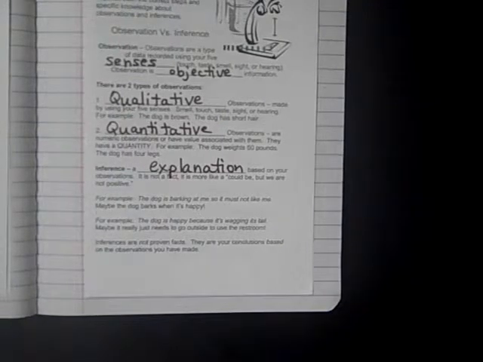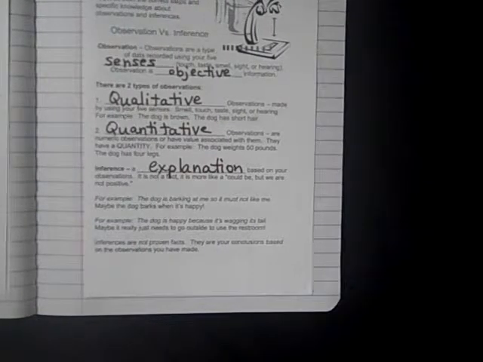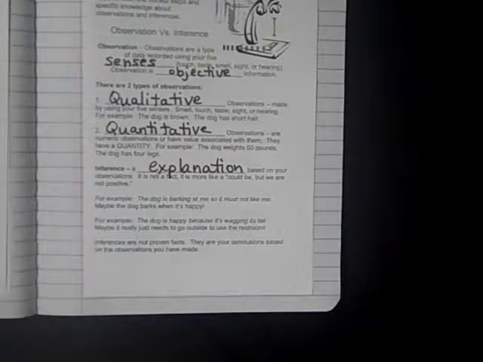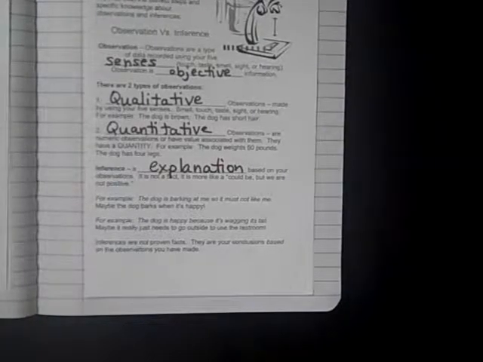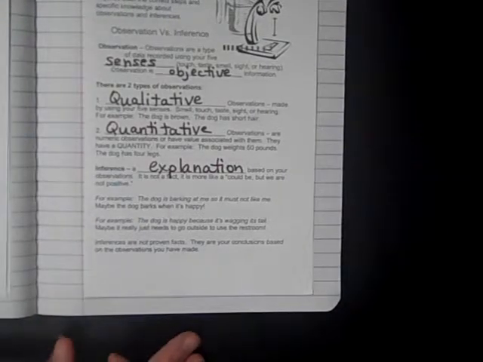Another example. The dog is happy because it's wagging its tail. Just because it's wagging its tail, does that mean it's happy? Maybe it has to go use the restroom. Inferences are not proven facts. They are your conclusions based on the observations that you have made.